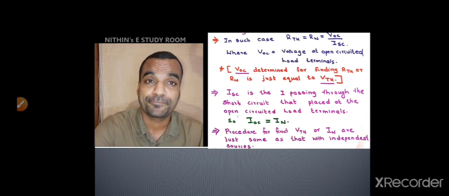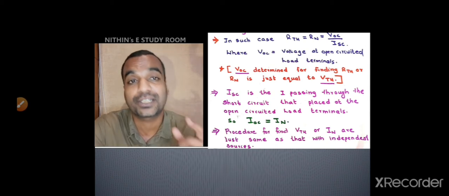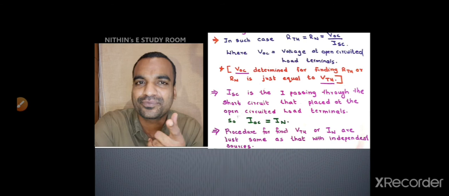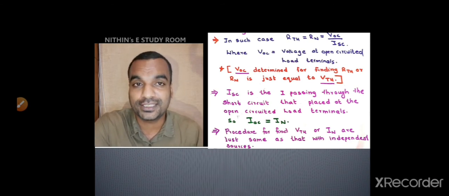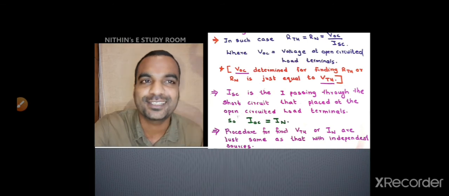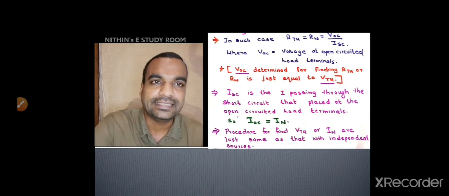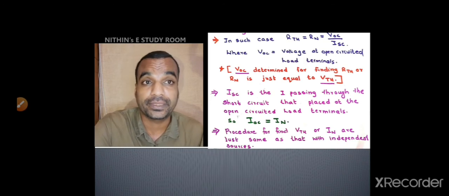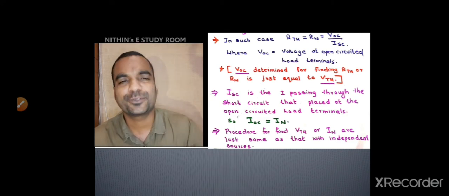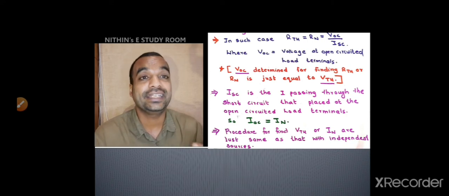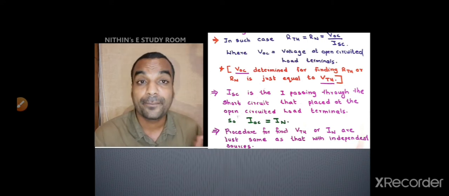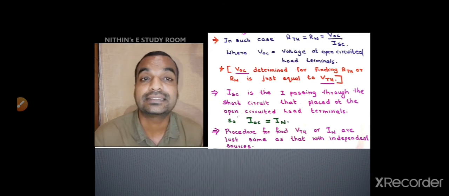What is VOC? VOC is the voltage across the open circuited terminals. In Thevenin's theorem, you call that VOC as VThevenin. You make the output terminals open circuited and determine the voltage across the terminals, and that is named as VThevenin. But here it is VOC. VOC is equal to the voltage at the open circuited load terminals. VOC is determined for finding RThevenin or RN. The case is that this VOC is just similar to VThevenin.